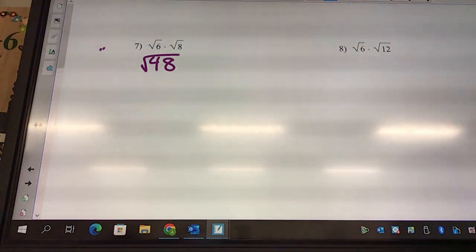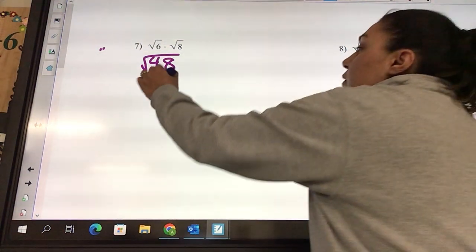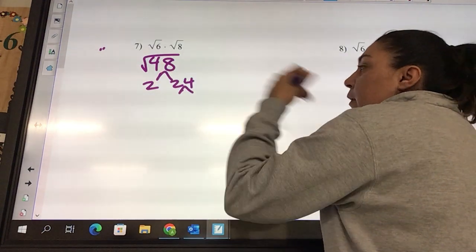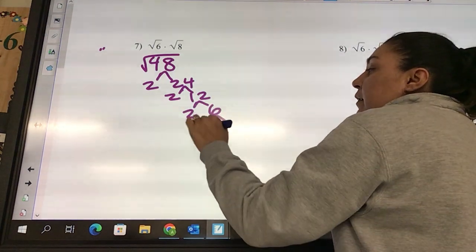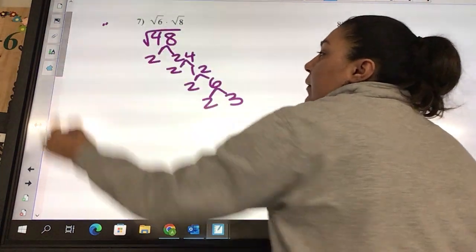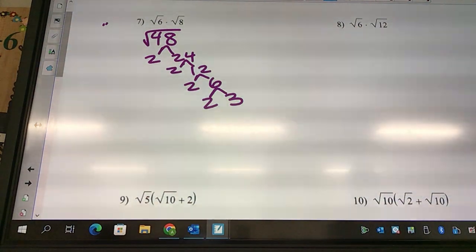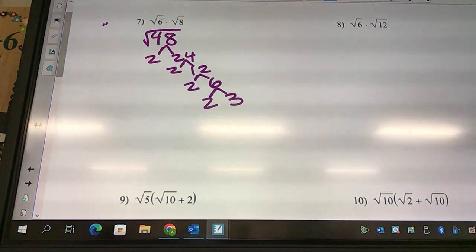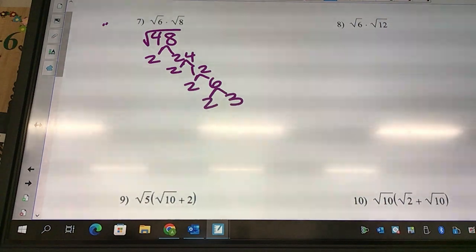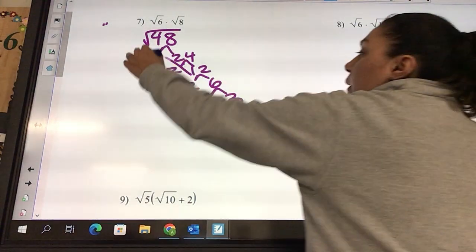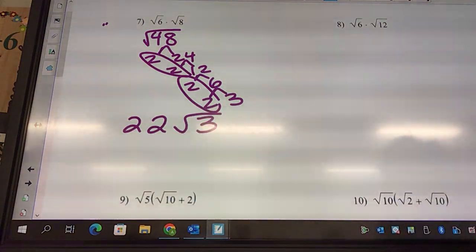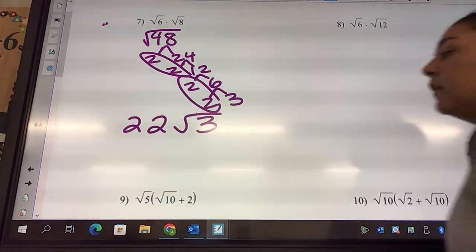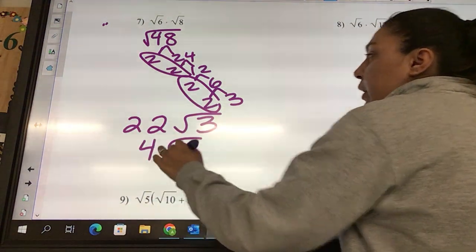Then what are some factors of 48? 2 and 24, 24. 2 and 12, 12. 2 and 6, 2 and 3. Okay, so of those things, who can go? 2 groups of 2s. Okay, so we're going to get 2, 2, square root 3. Okay, what's that going to become on the outside? 4 square root 3.